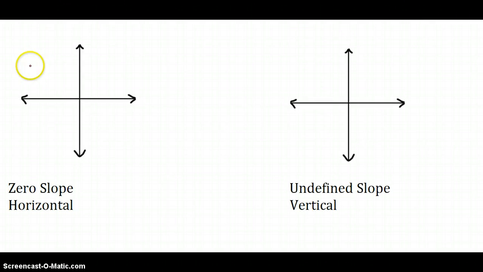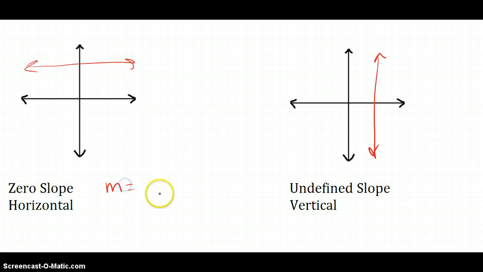If you just have a horizontal line, that means you have a slope of 0. And if you have just a vertical line, that means you have an undefined slope. And this is why, and this is really important to understand. If I was finding the slope of a line, remember it's rise over run.